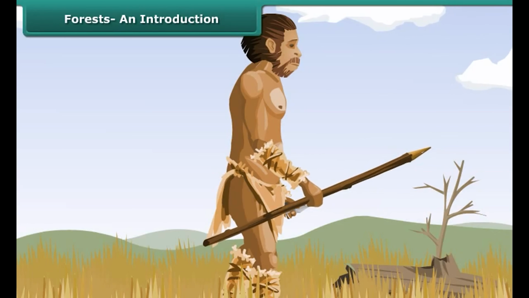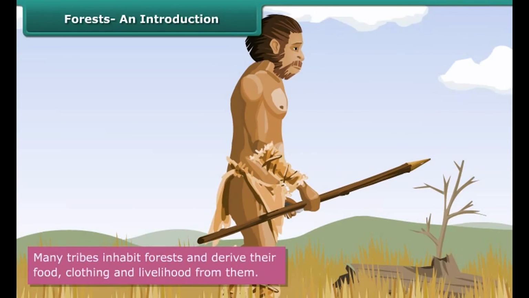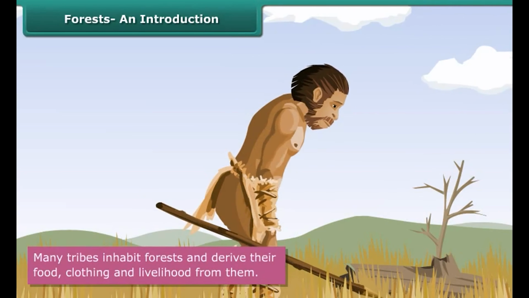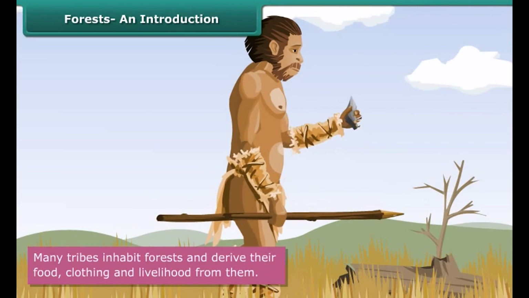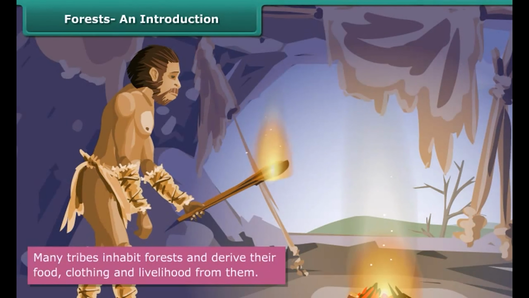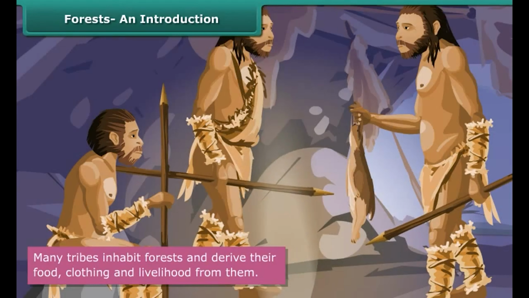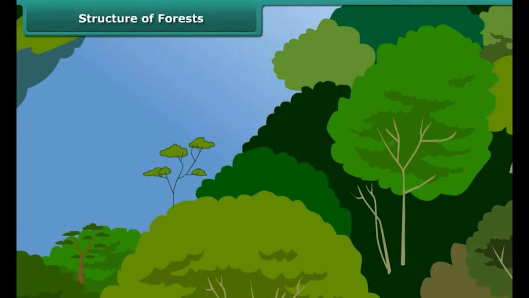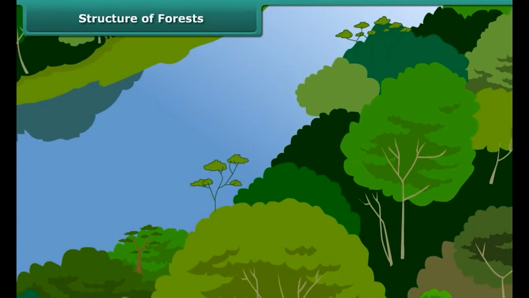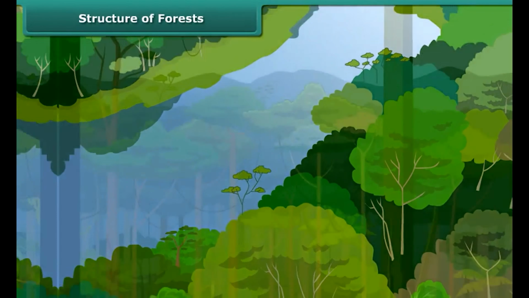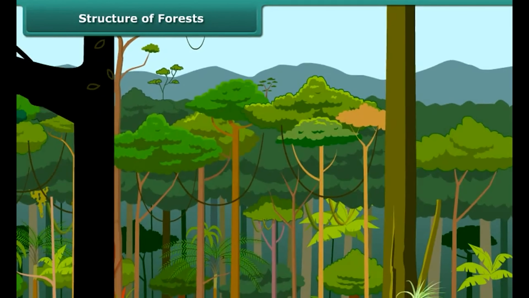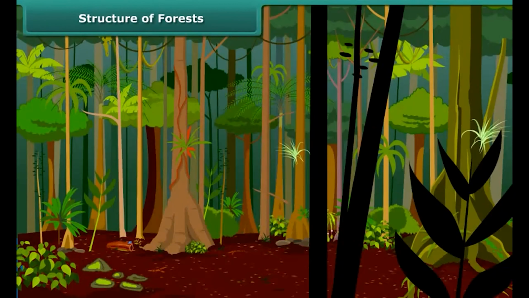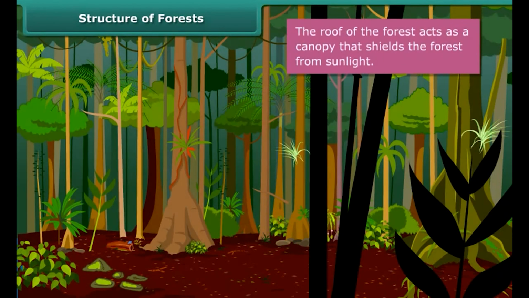Besides animals and plants, many tribes also inhabit forests. They derive their food and clothing from the forests. They depend on forest produce for their livelihood. The upper part of the trees and shrubs, comprising the branches and the leaves, is known as the crown. The crowns of the tall trees form the roof of a forest. The roof acts as a canopy that shields the forest from sunlight.